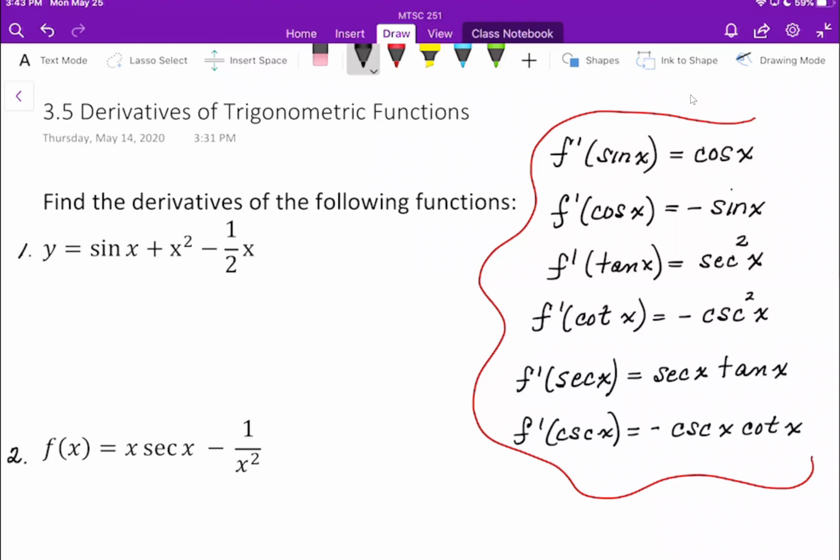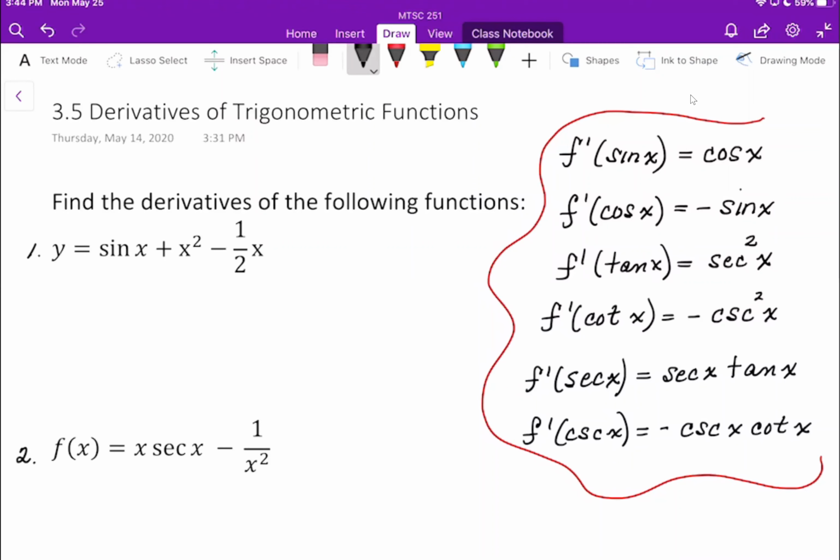The derivative of tangent x is secant squared x. The derivative of cotangent is minus cosecant squared x. The derivative of secant x is secant x tangent x, and the derivative of cosecant x is minus cosecant x cotangent x. So our first problem is to take the derivative of this very simple problem.